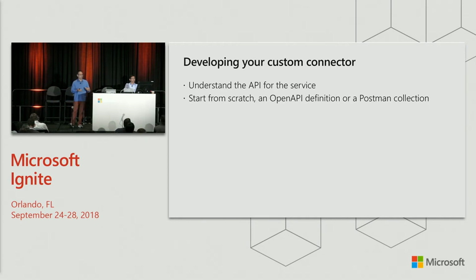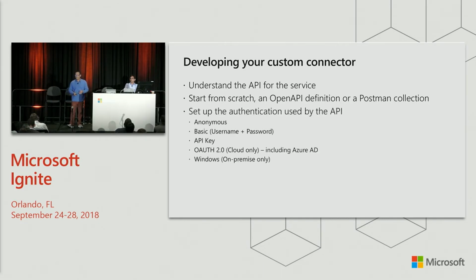And then you set up the authentication. We support different authentication schemes. Your API could be an open API, like Wikipedia, for instance. There are a lot of open APIs. It could take basic username and password, or an API key, as I showed you. We support OAuth 2, which is very popular, including Azure AD and a bunch of other identity providers. So if you implement the standard OAuth 2 protocol, we allow you to use that as well. And for on-premise services, you can use Windows authentication as well.